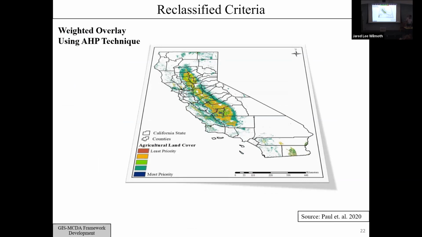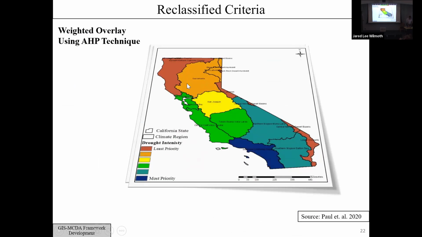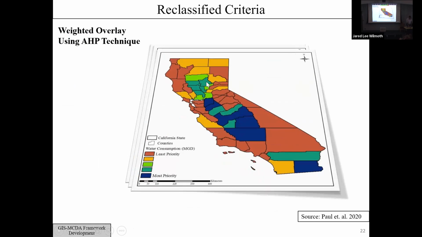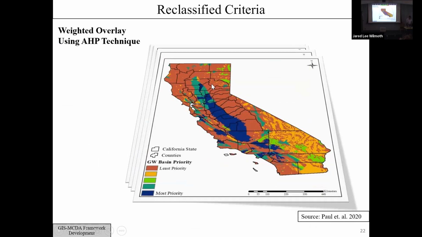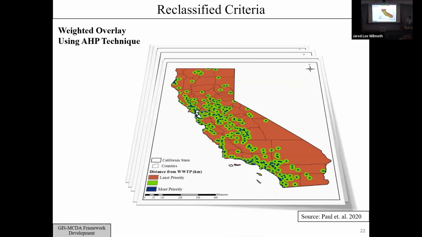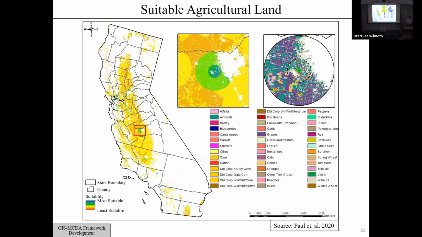But this is a summary. I'm not going to go over this. I actually presented a detailed seminar about this specific project last year. So I'm just going to show you the results. So this is the land cover MCDA, overlaying it with climate impact or drought index, then also with water consumption, groundwater basin prioritization, and the location and treatment processes of wastewater treatment plants. Once we overlay all of those, this is what we get as our decision support system.